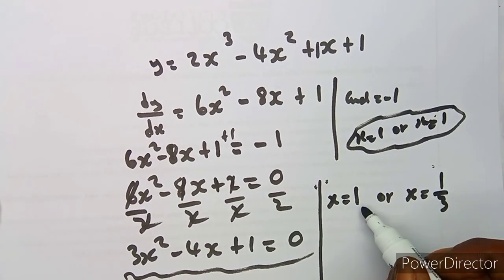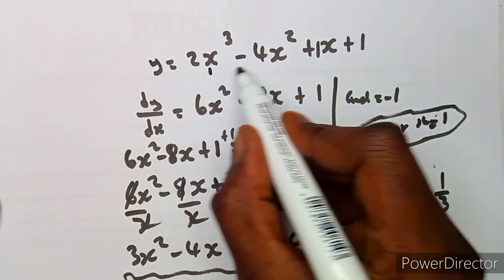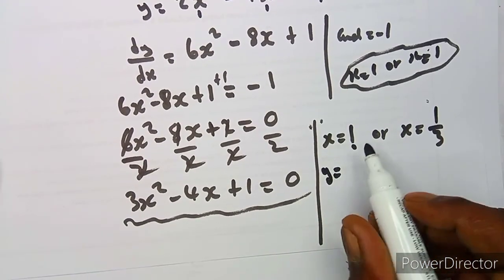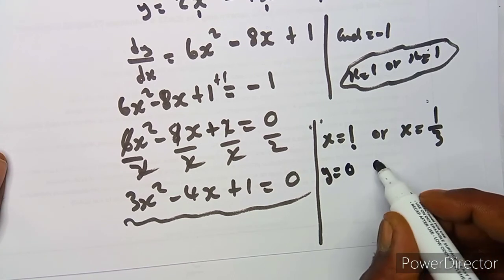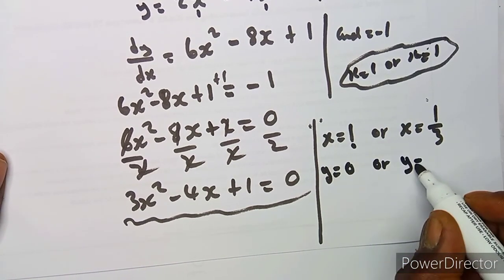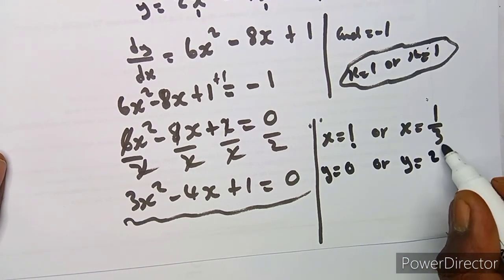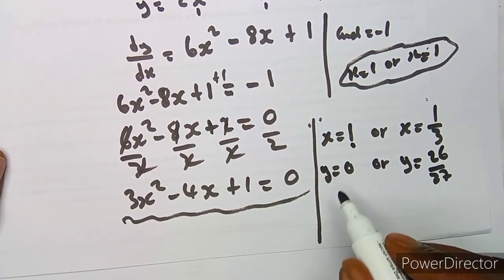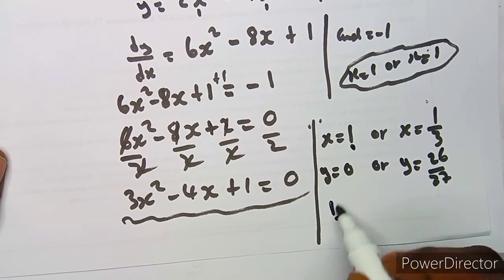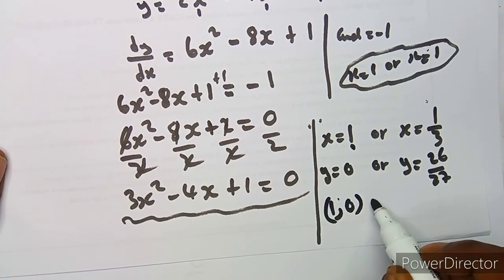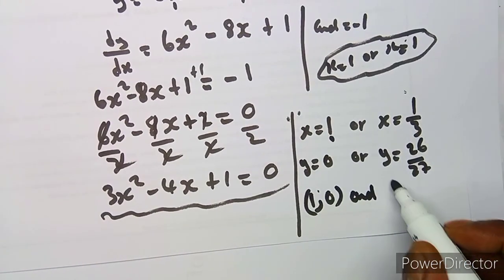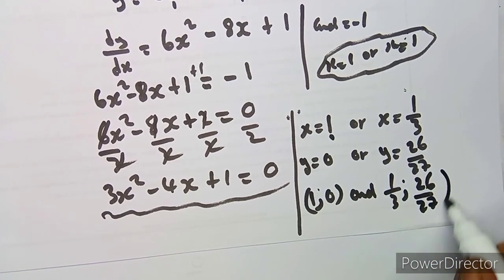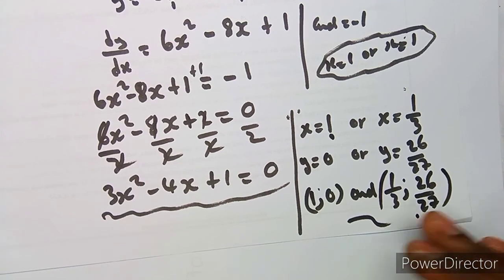So just like usual, you substitute the value of 1 into the original equation, and your y in this case is going to be a 0. Or you do the same here. Y is going to be 26 over 27. So this is actually what you're going to have. So when x is equal to 1 there, your y is a 0, and another point when x is equivalent to a third, your y is 26 over 27. You're now writing as a point. Now these are the 2 points.